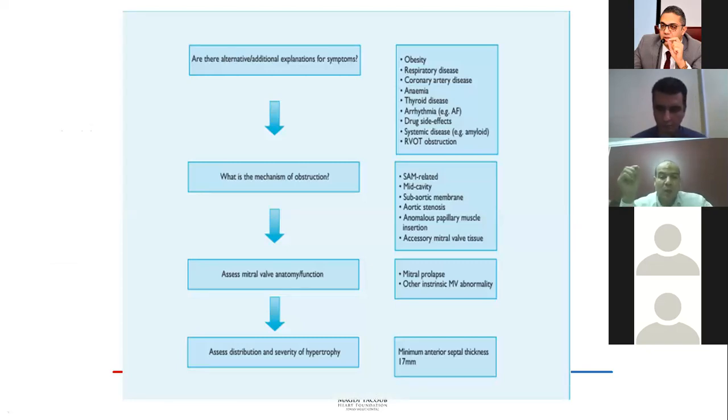I'd like to draw your attention to very important points. In the clinical evaluation, we should search for additional explanations for the symptoms of the patient. The symptoms may be due to respiratory disease, anemia, thyroid disease, or obesity. We also need to define the mechanism of obstruction, because it will affect the decision whether to go for one solution or another. Is it SAM related, mid-cavitary, or related to anomalous papillary muscle? And finally, we should assess the mitral valve anatomy properly, and we should have at least 1.7 centimeter septal thickness to do our interventions.